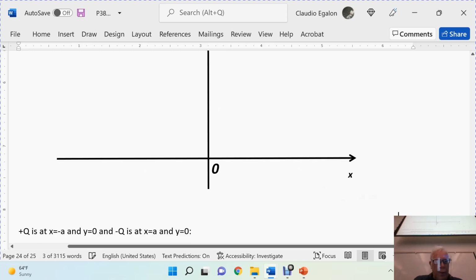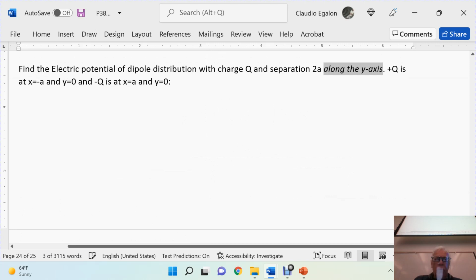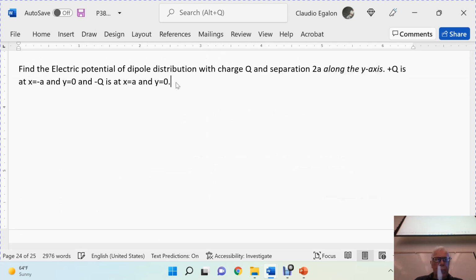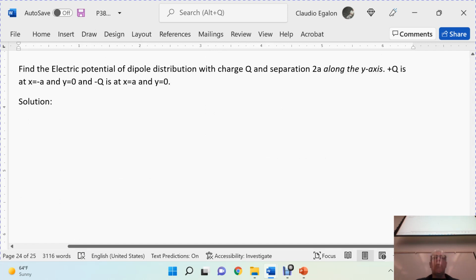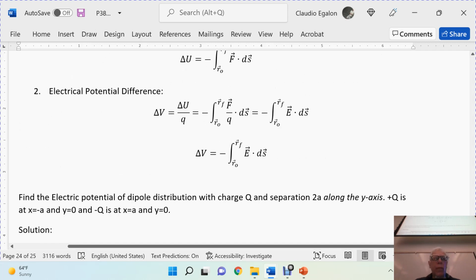Oops, I shouldn't have done that. I want this one here. Okay, solution. We're going just along the y-axis, but you can also do it in two-dimensional space, which is spelled out in my notes. So here we go.